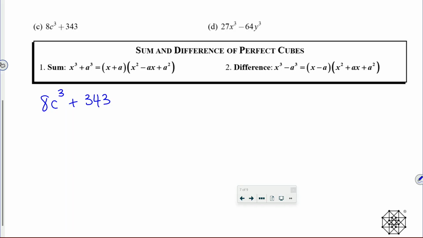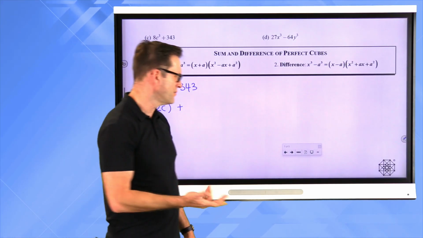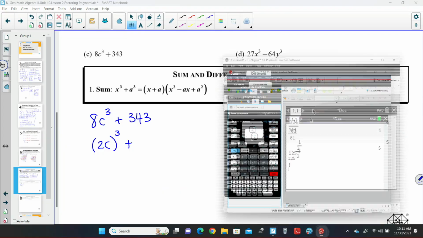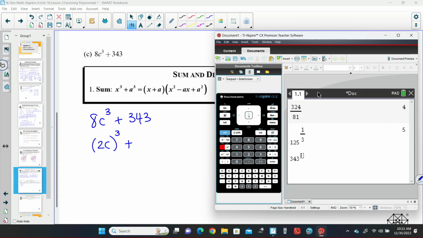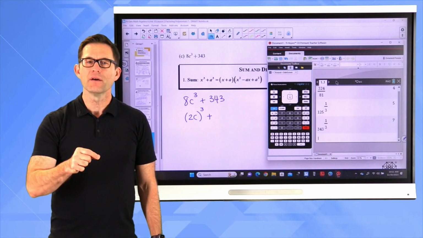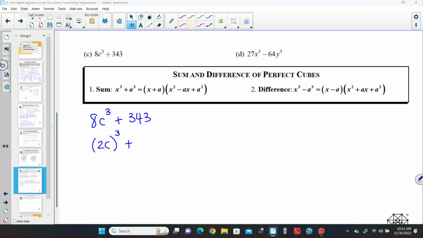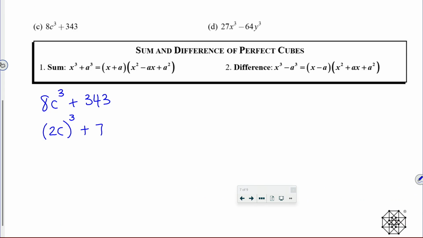Well, thankfully, 8 is a perfect cube, right? So that can be thought of as 2c quantity cubed. And now you might, again, look at 343 and say, well, is that a perfect cube? Well, let me look, right? So 343 raised to the 1/3 is 7. So in other words, 343 is 7 cubed. All right, so I can come back in here and think about this as 2c cubed plus 7 cubed.